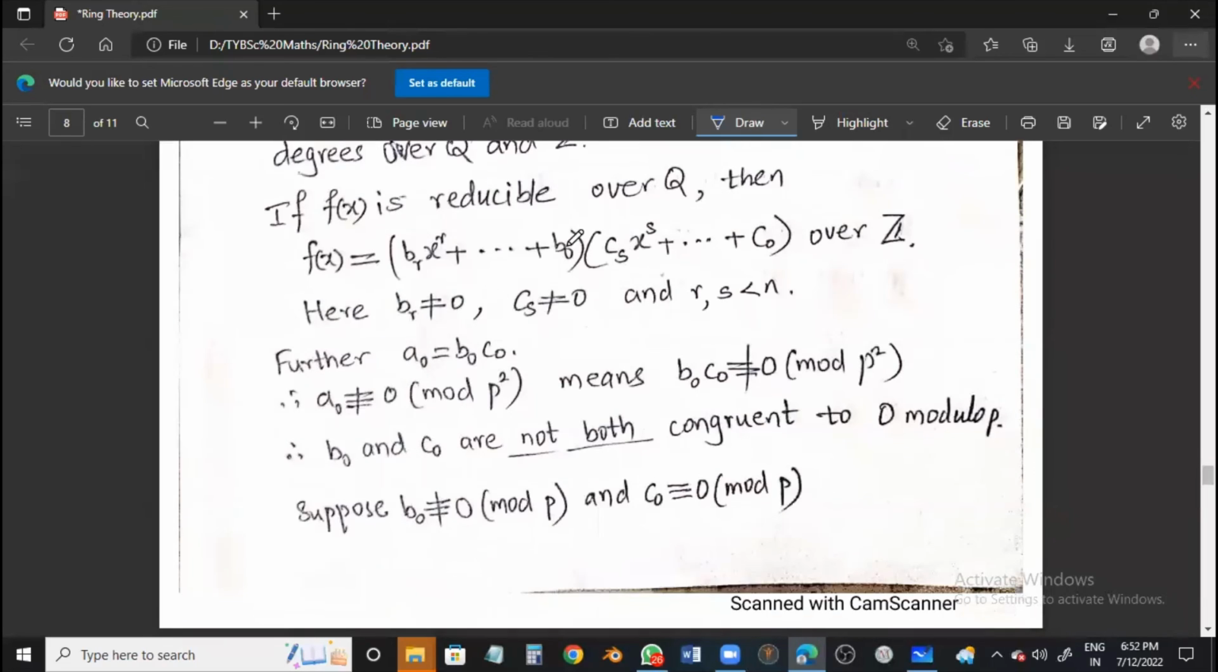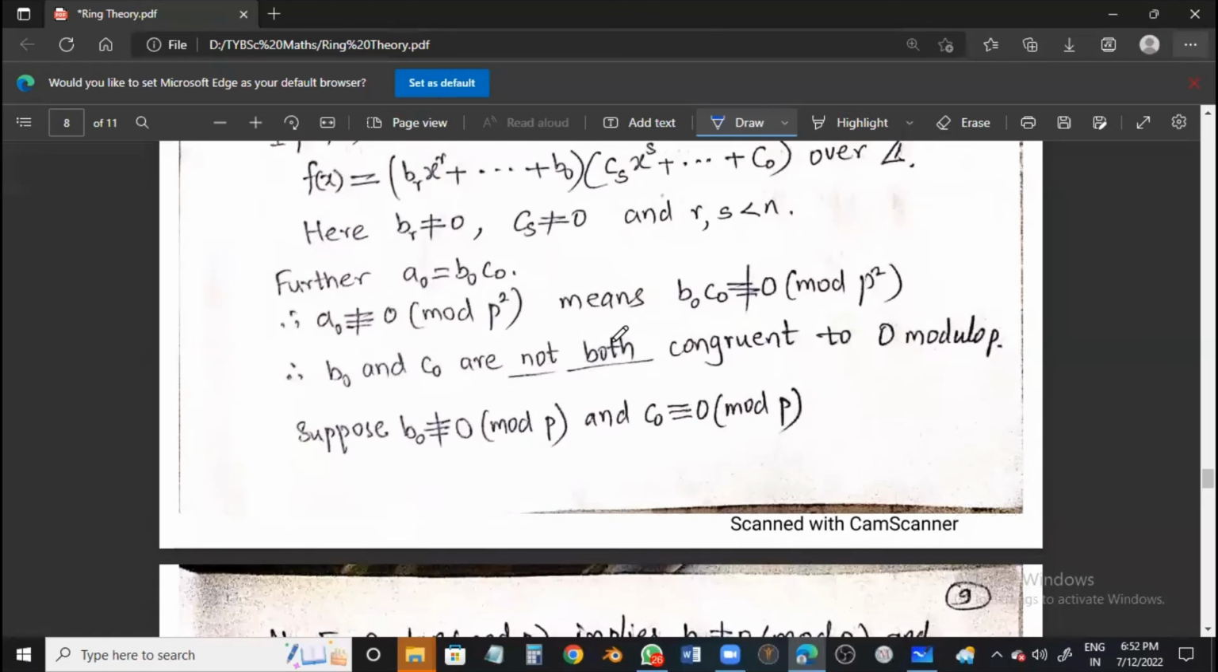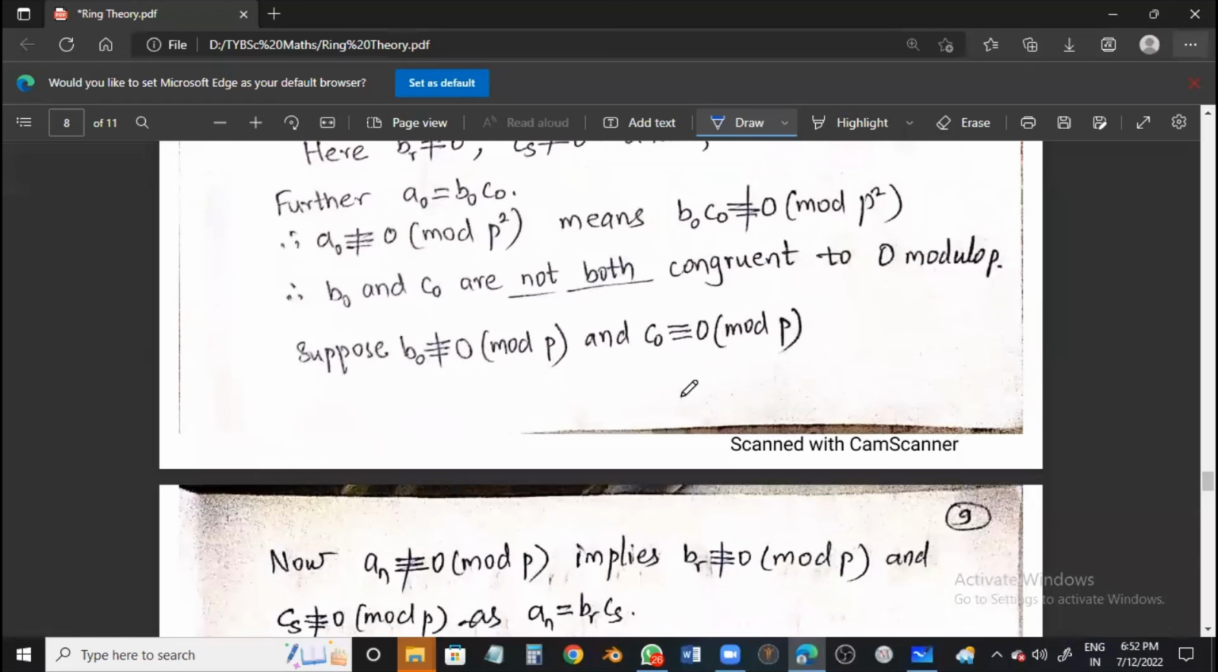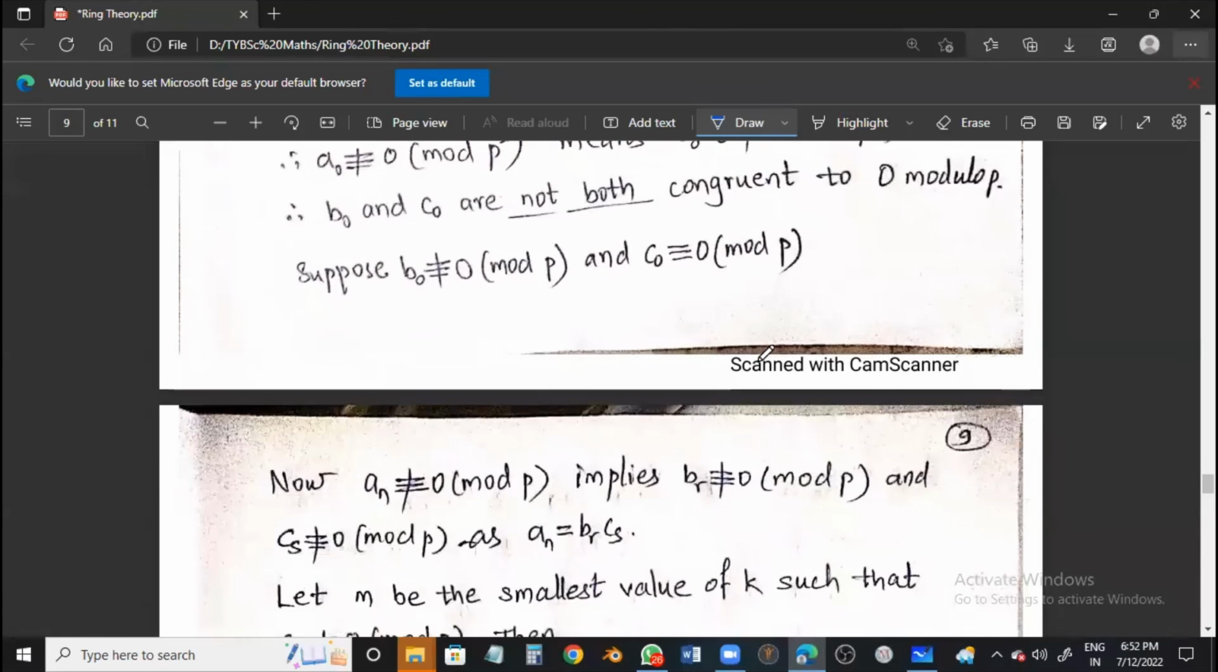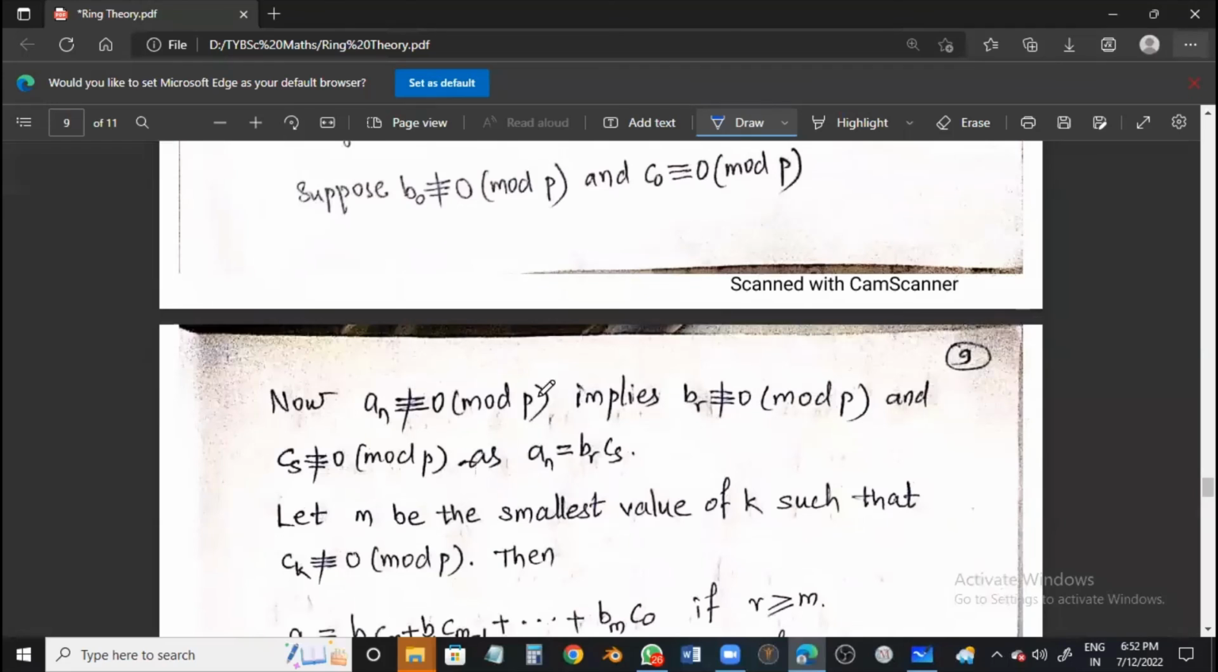Now how is the constant term? Product of constant terms is the constant term here. So we will get a_0 equal to b_0 into c_0. But you said a_0 is not congruent to 0 mod p squared. That will mean that b_0 into c_0 is also not congruent to 0 mod p squared. Means what? b_0 and c_0 are not both congruent to 0 modulo p. One of them may be, but both at a time are not congruent to 0 mod p. So suppose b_0 is not congruent, but c_0 is congruent. Then what will happen? This is our given statement.